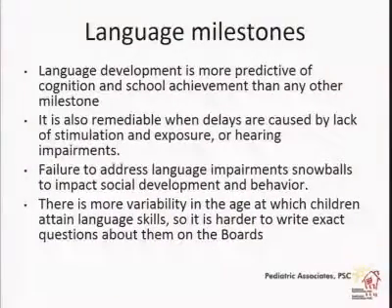Very helpful. Language development's more predictive of cognition and school achievement than any other milestone. Basically, most of language happens in our gray matter. We have language centers all over the brain, but most of it's more of a cognitive issue than the other skills, so it's predictive of cognition. It's also remediable when delays are found early, and especially if they're due to either lack of stimulation, exposure, or hearing impairments. So if you identify that early on, you can remediate it. Should you fail to remediate it, it'll snowball into impacting social development and behavior. And there's so much variability in the age at which kids get their language skills, I wouldn't get as worried about knowing this cold, for the purposes of the exam.